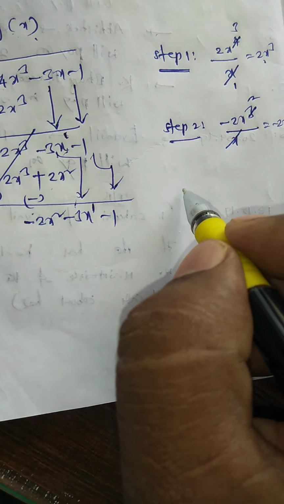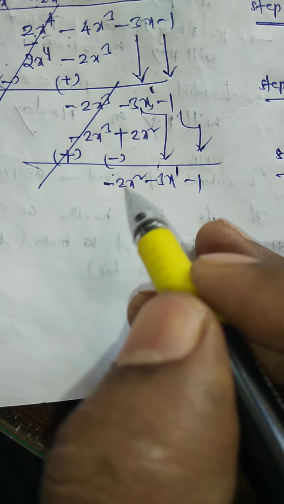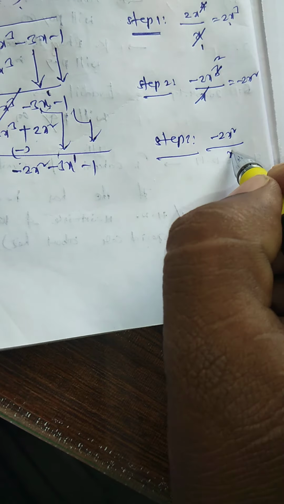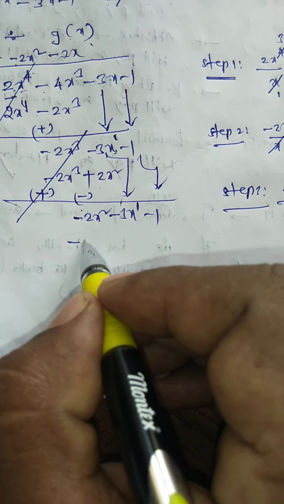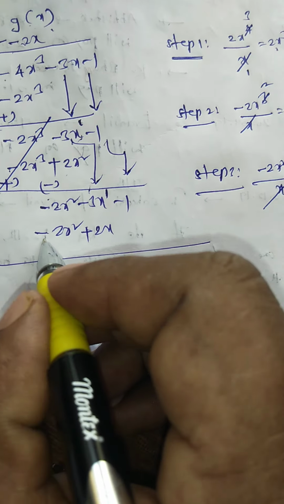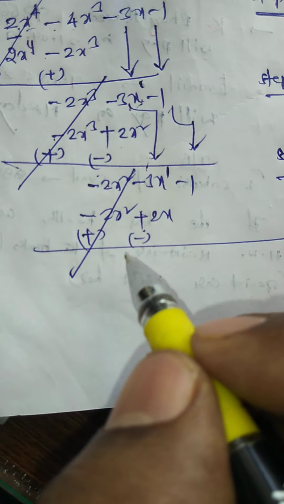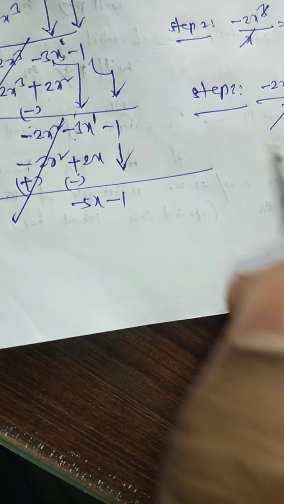Again step 3. In step 3, the remaining part of the dividend, the first term is minus 2x squared, by x. x one time is equal to minus 2x. Here we write minus 2x. x into minus 2x is minus 2x squared; minus into minus is plus 1 into 2x, 2x. Minus becomes plus, plus becomes minus. These two are cancelled. Minus 3 minus 2 is minus 5x, minus 1 bring down.